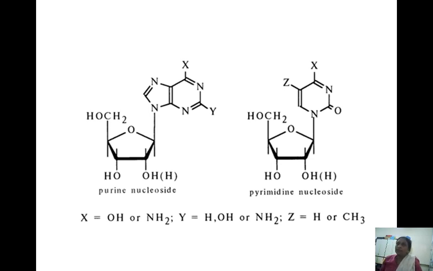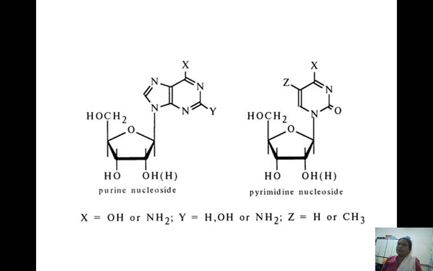Okay, in order to differentiate the atoms of the sugar and the nitrogen bases, the atoms of the sugars have been given prime numbers like 1 prime, 2 prime, 3 prime, 4 prime and 5 prime, and the atoms of the bases, purine or pyrimidine, are given the cardinal numbers like 1, 2, 3, 4, 5, etcetera. Like this, purine nucleosides and pyrimidine nucleosides are formed.